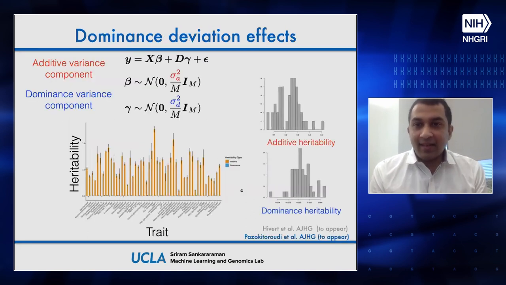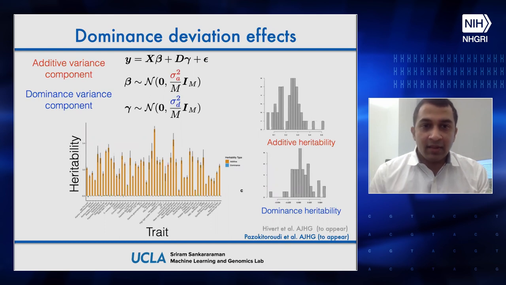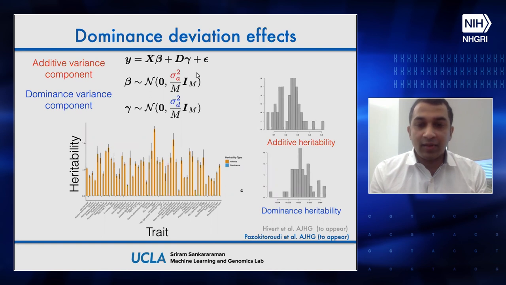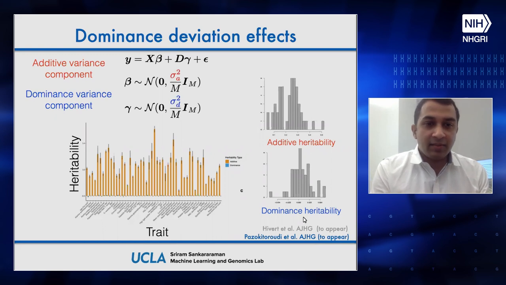So more recently, we've extended this basic model to allow us to estimate nonlinear effects, specifically effects that arise from dominance deviation. So now we have a model which fits an additive variance component as well as a dominance variance component. And now we are able to estimate for a number of traits what proportion of the variance comes from additive versus dominance effects. And what we find is across about 50 quantitative traits, dominance heritability is substantially smaller, less than 1% of additive heritability. And across all of these traits, we find no statistically significant evidence for dominance heritability.